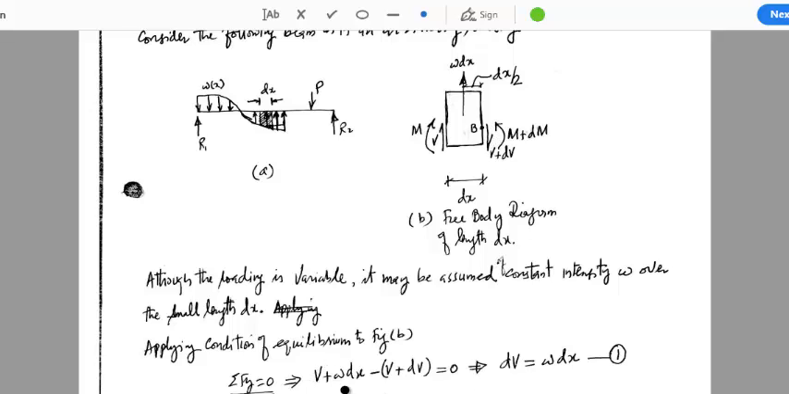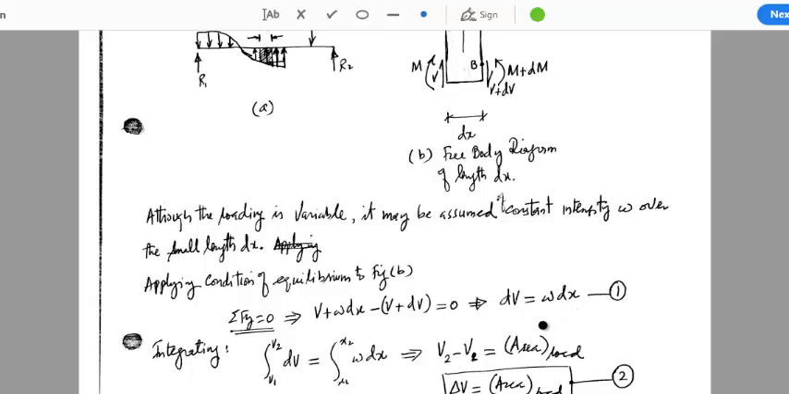So if we rearrange and simplify this, and this should be equal to 0, we get dV is equal to omega dx. Let's label this equation as equation number 1.